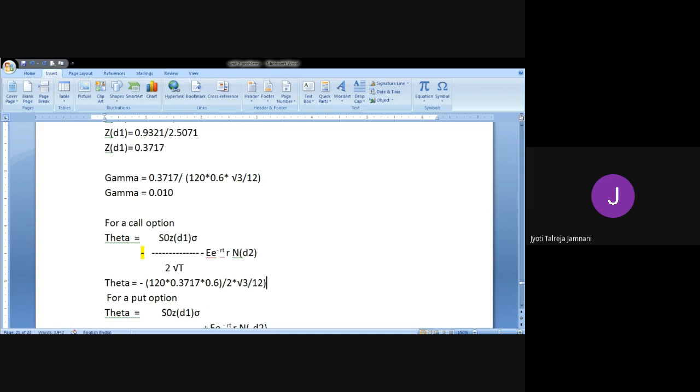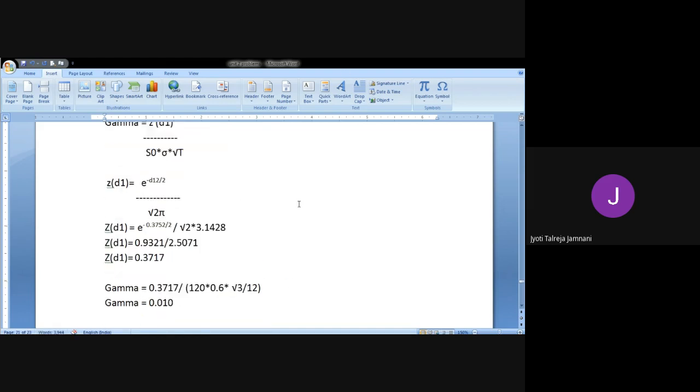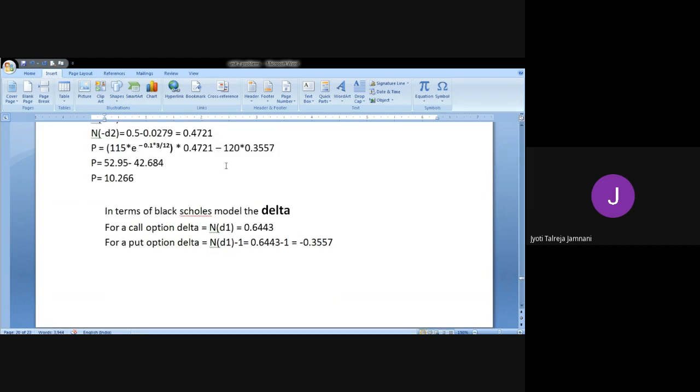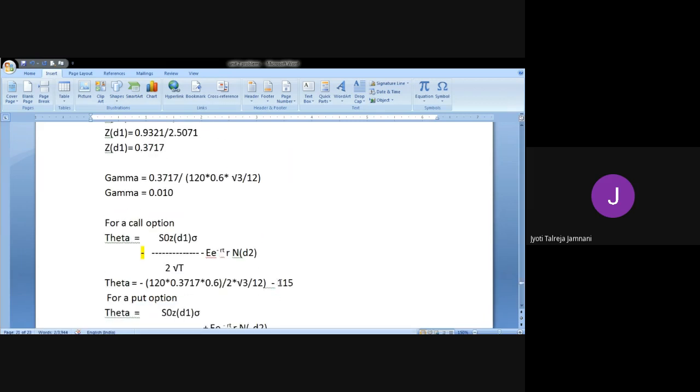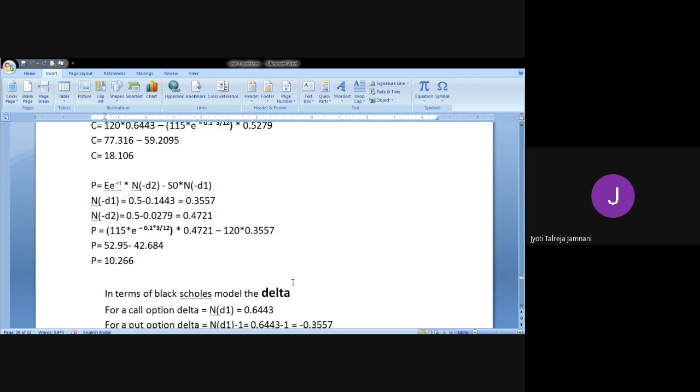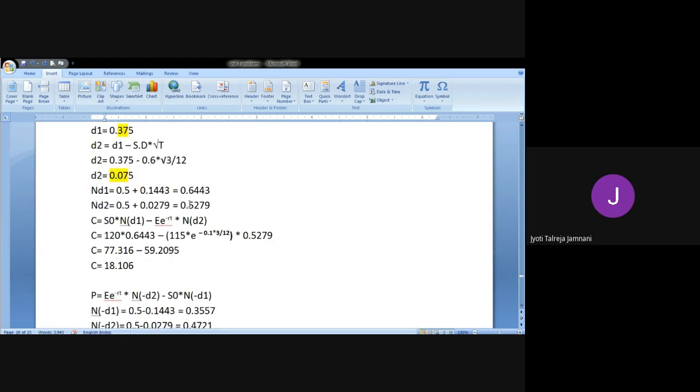So this entire thing we need to first find, and then we need to minus this again with E into e raised to minus rt. So 115, I'll just take it from there itself, E into e raised to minus rt into r. R is 10%, so 0.1 into N(d2). We'll see what's the N(d2) value. N(d2) is 0.5279.